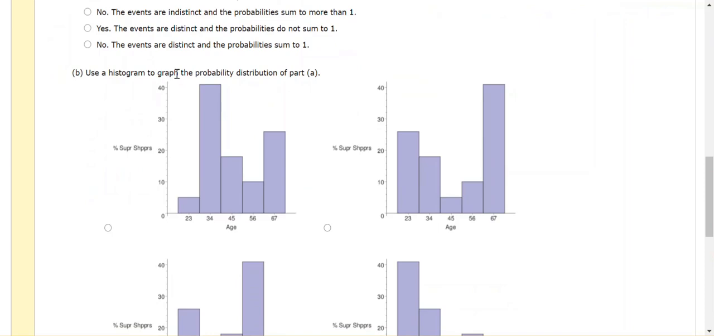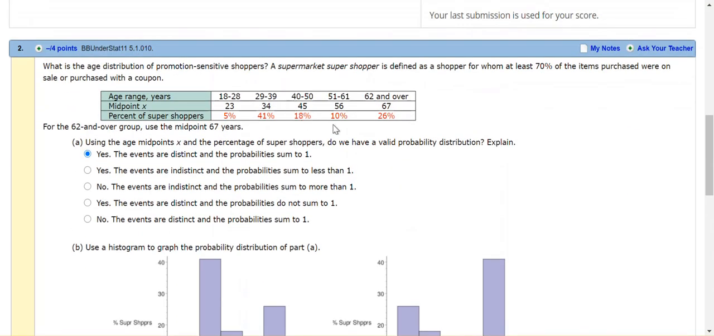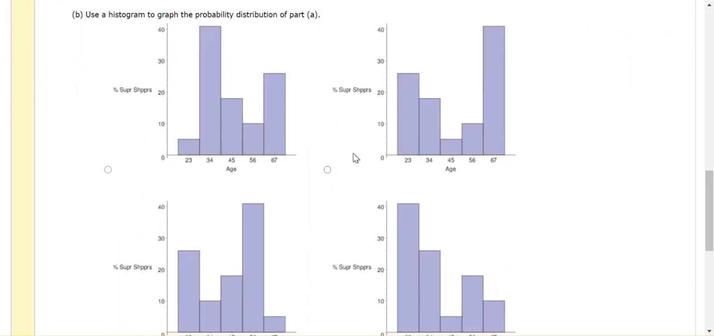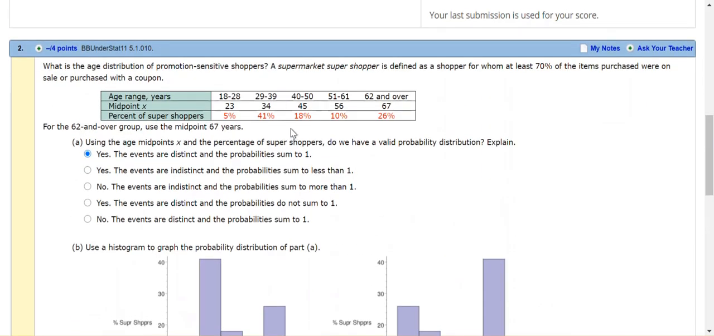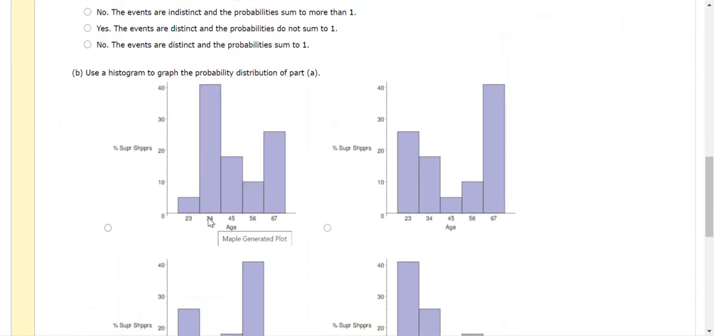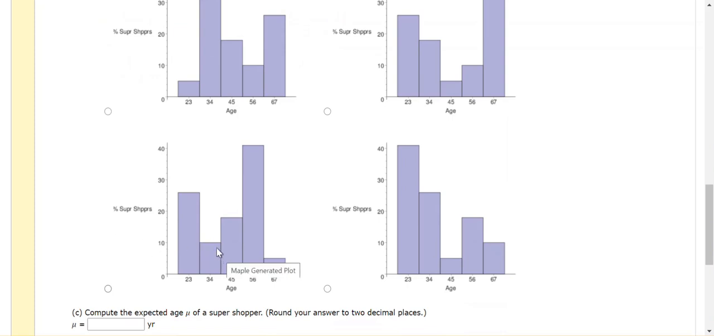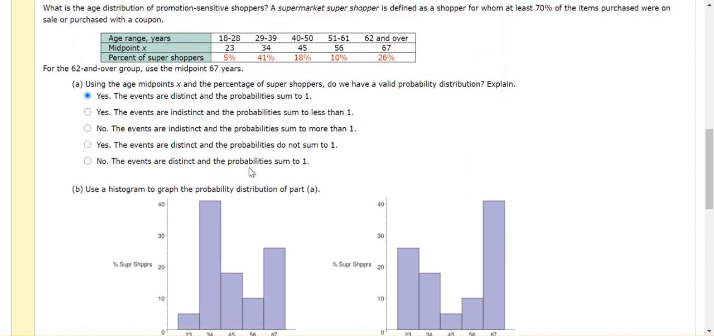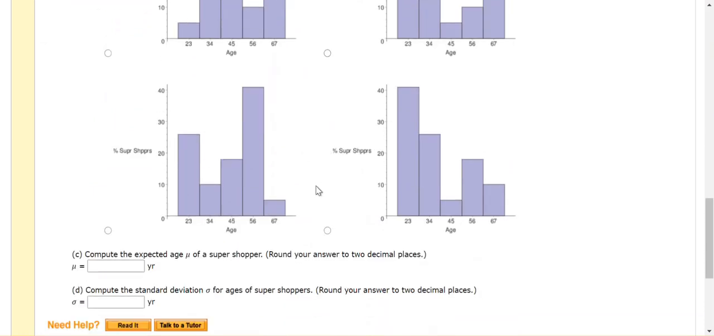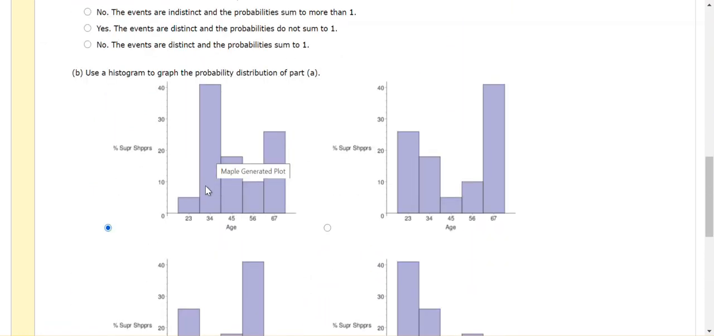So then using a histogram, figure out the distribution. Well, 29 to 39 is the big bar, right? So 41% of the people is 29 to 39. So I'm going to look for that one. This midpoint is 34. That's the biggest bar. So it's not this one for sure. It's not this one for sure. And I don't think it's this one, right? Because the biggest bar has to be this second age group. And so I think it is this one, histogram.